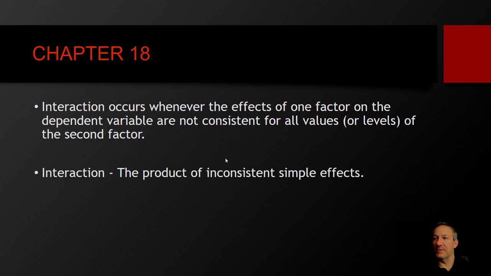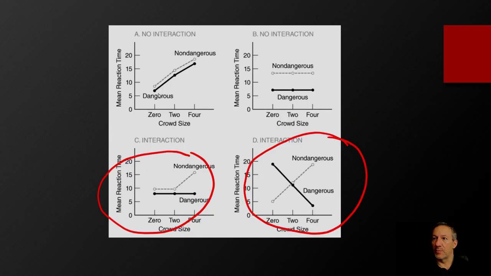Another way of putting it is the product of inconsistent simple effects. And I'll show you the simple effect here in a second. But this is what an interaction would look like. This top one, we're going from 0 to 2 to 4. Dangerous is in black. White is non-dangerous. It doesn't really matter what these mean. But what you can see is that 0, 2, and 4, it goes up. And it goes up about the same amount, meaning that it is consistent across both levels of those IVs. And so there's no interaction there.